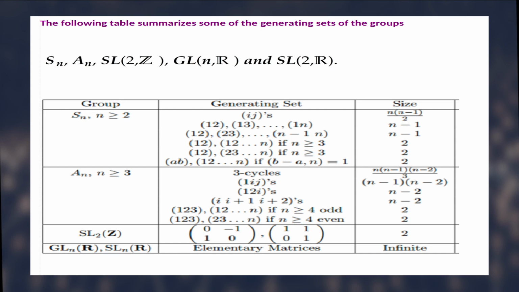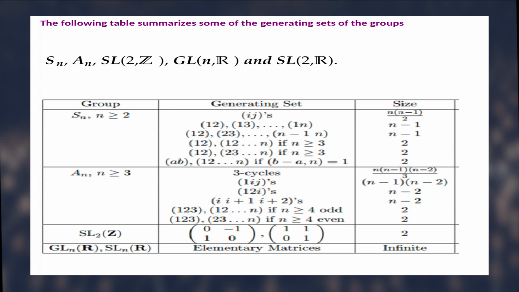The cycle (i, i+1, i+2) is a generating set, then the size is n minus 2. We are seeing the group A_n, n greater than or equal to 3. If the generating set is the cycles (1 2 3), (1 2 ... n), if n is greater than or equal to 4 and odd, then the size is 2. The generating set is the cycles (1 2 3), (2 3 ... n), if n is greater than or equal to 4 and even, then the size is 2.